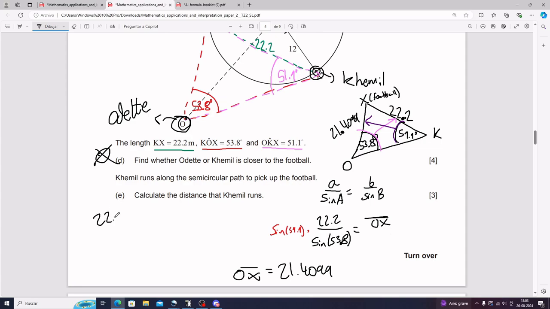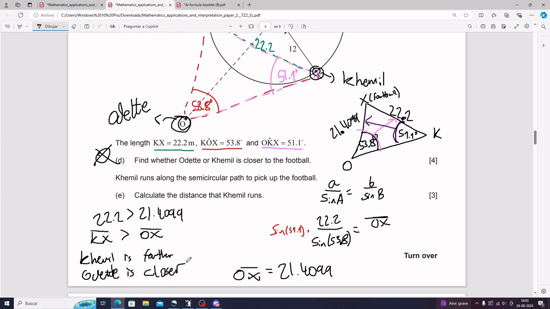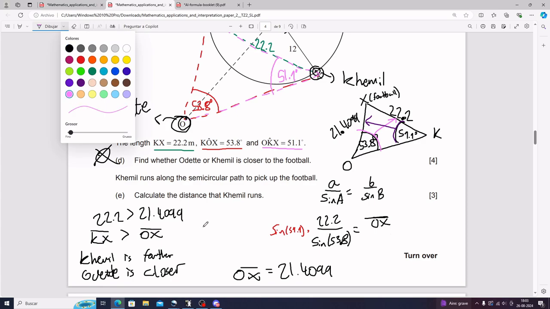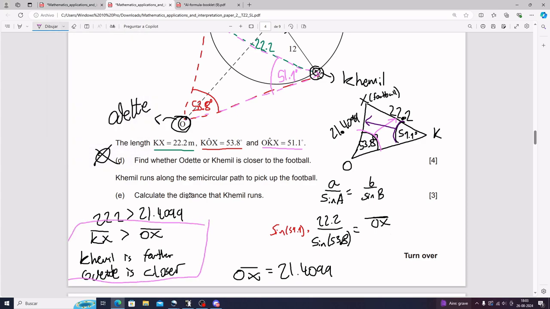So if 22 is bigger than that 21, then that means that distance KX is bigger than distance OX. And so if KX is bigger than distance OX, then Khemil is farther. And that being said, Odette is closer. It's very important that you do this mini conclusion near the end. See, never forget what they're asking for. They're asking for you to find who is closer to the football.